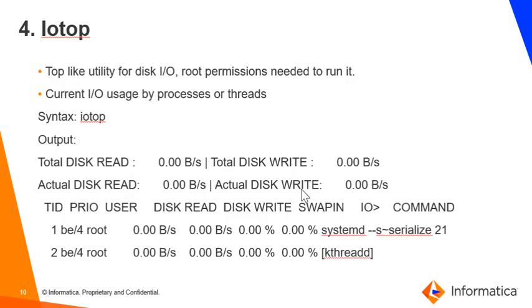The fourth command of our discussion is iotop. It gives a top-like utility for disk input output, which needs root permissions to run on the server. It also gives the current input output usage by processes or threads. The syntax of the command is iotop. When we run this command on the server, it will give you the output as seen. It gives the total disk read, actual disk read, and information on the user, disk read, disk write, swap in, input output, etc.